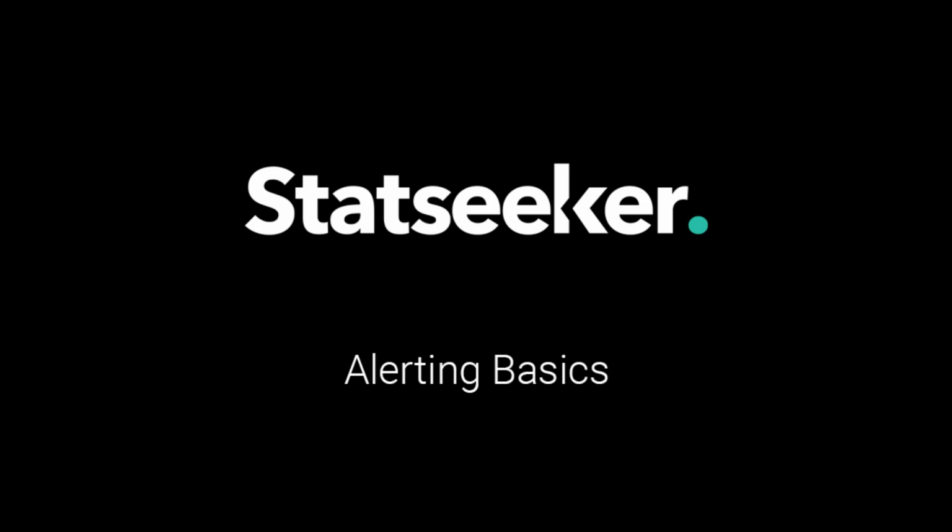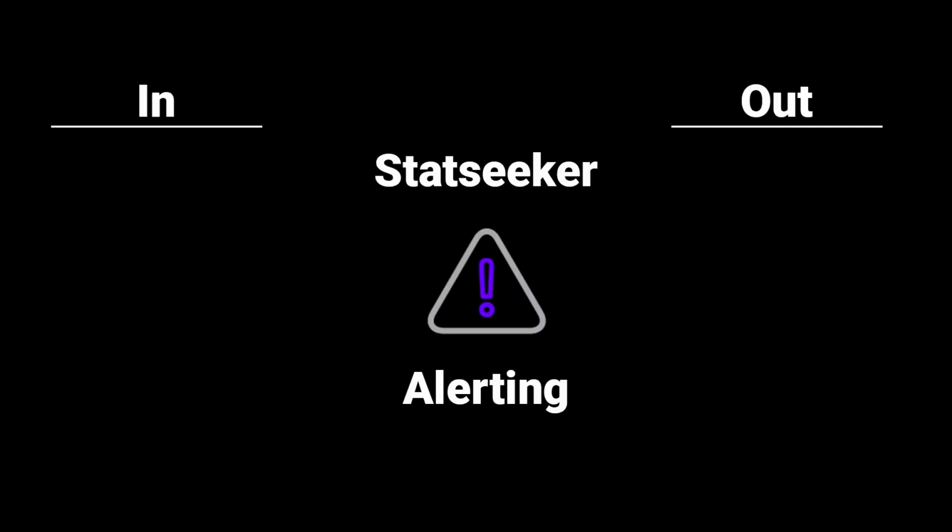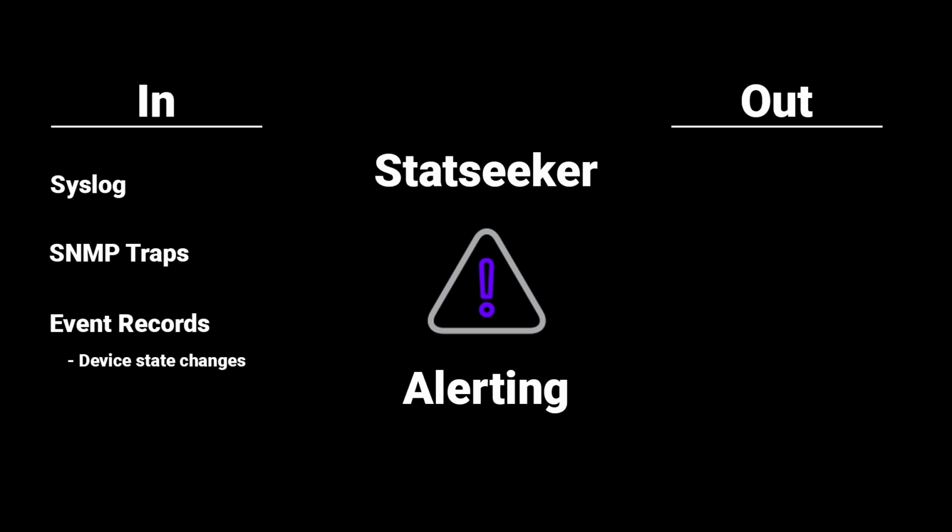Statseeker alerts can be triggered in response to the content of either a syslog or SNMP trap message that has been forwarded to the Statseeker server, or to the creation of an event record. And event records cover device up-down state changes, interface offer status changes, and threshold breaches.